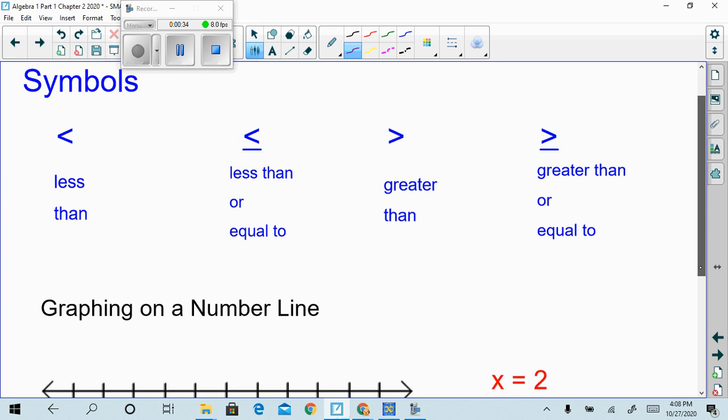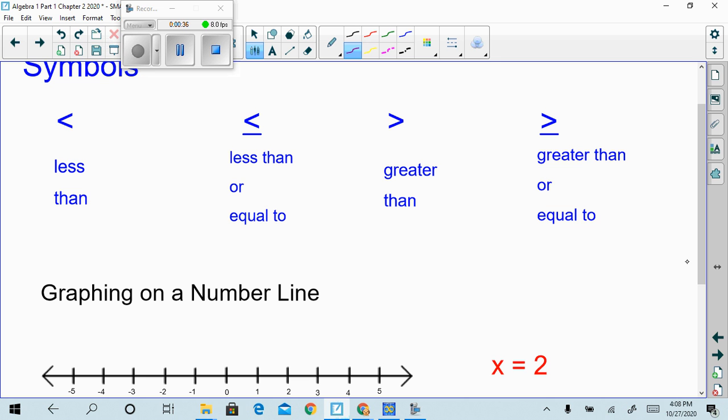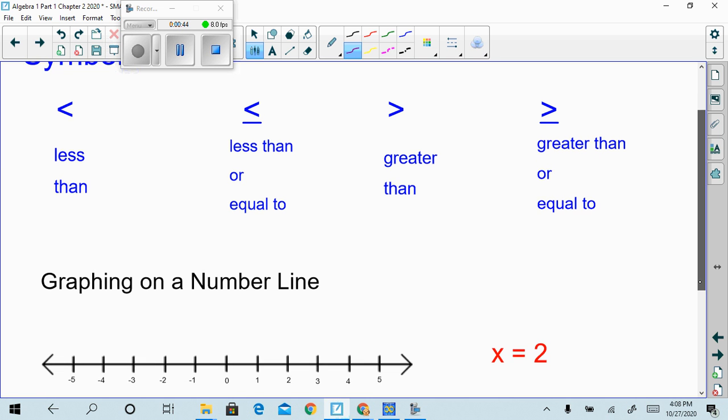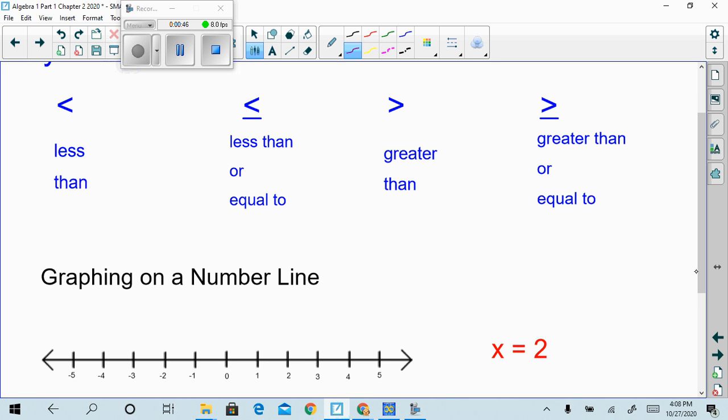Suppose I wanted to graph the solution of an equation. Well, for the most part, an equation, when we solve it, has just one solution. So if x were equal to 2 as the solution to an equation, I would find 2 on the number line, and it would be this closed circle. This one point here is the only number that would make that particular equation true.